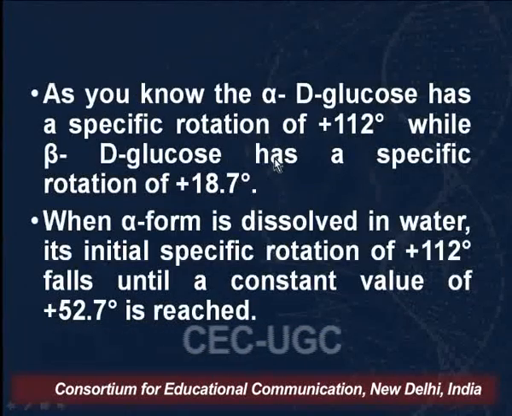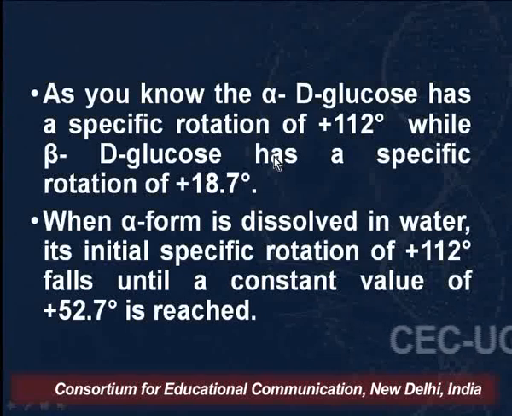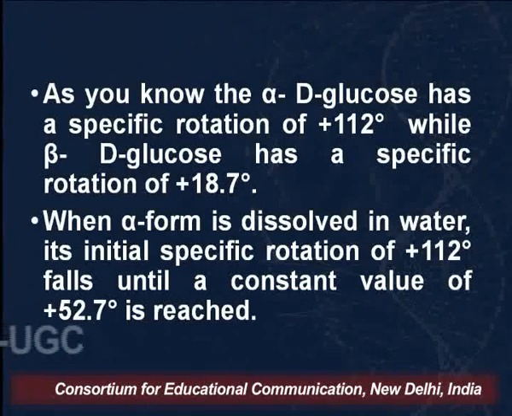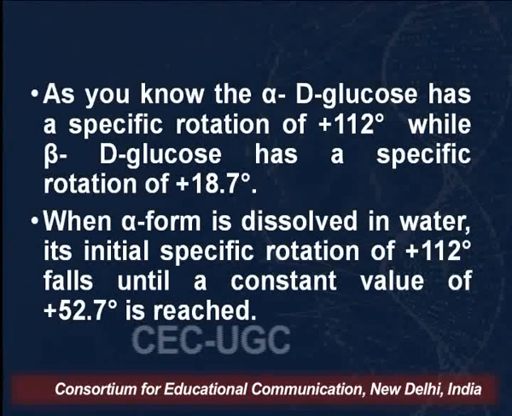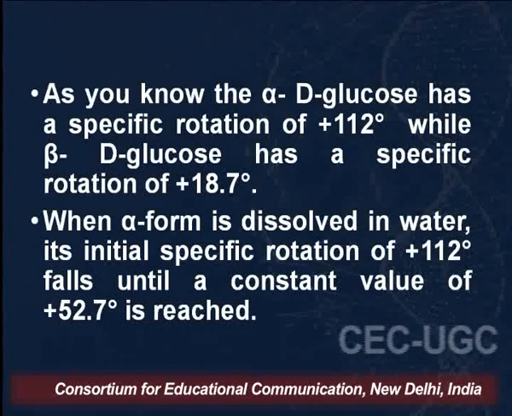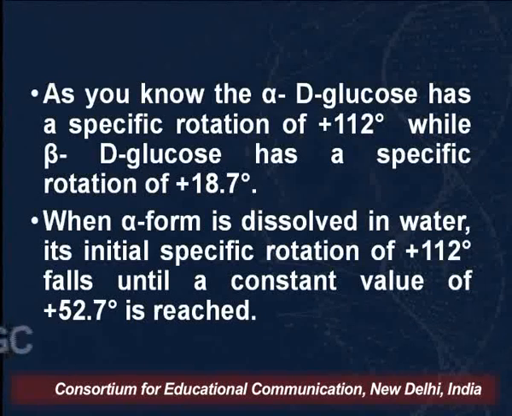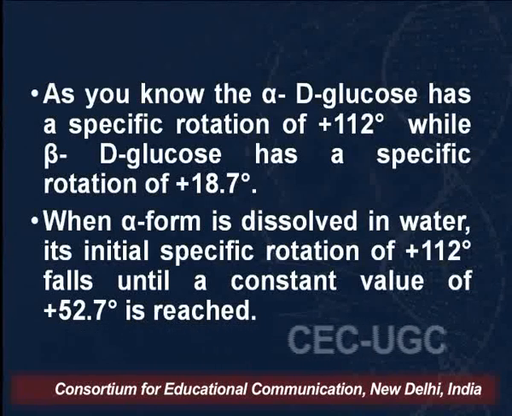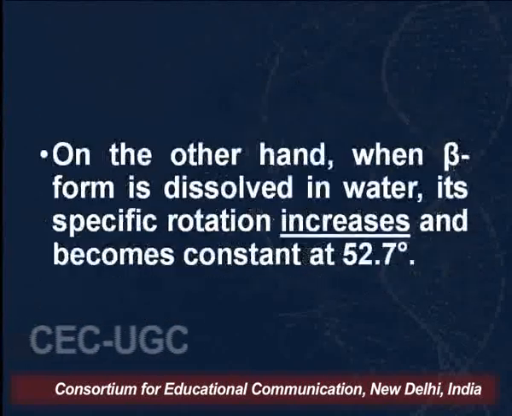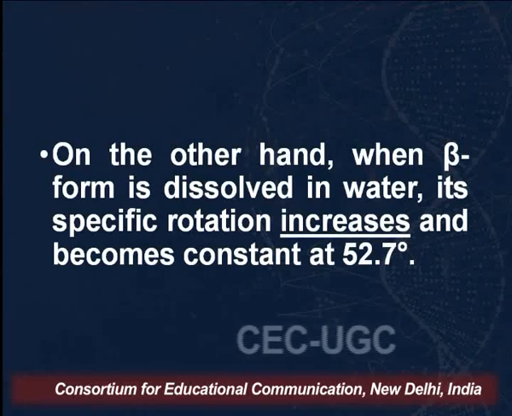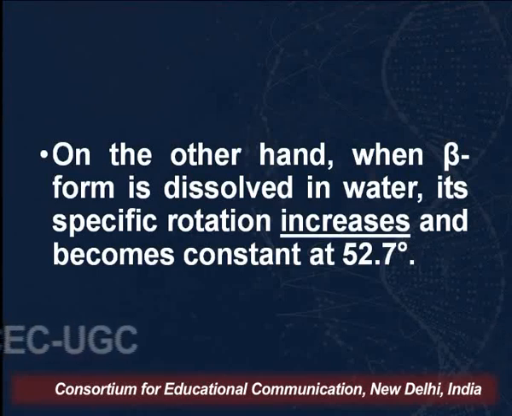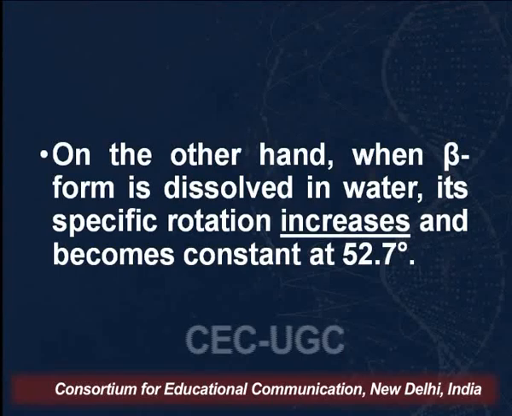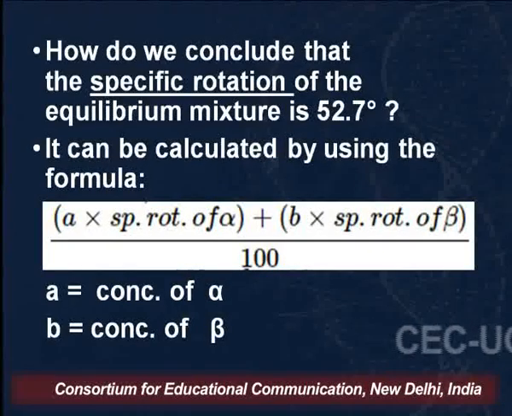We know that the specific rotation of alpha D glucose is +112, while that of beta D glucose is +18.7. We put a positive sign at the beginning, which means these molecules are dextrorotatory. So when the alpha form is dissolved in water, its initial rotation is 112, but its rotation keeps falling till a constant value of 52.7 is reached. Similarly, when the beta form is dissolved in water, its specific rotation keeps increasing till it becomes constant at 52.7.